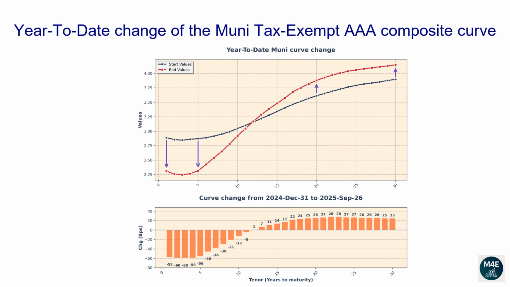The 1-year tenor changed -58 basis points. The 2-year tenor changed -60 basis points. The 5-year tenor changed -56 basis points. The 10-year tenor changed -13 basis points. The 20-year tenor changed 26 basis points. The 30-year tenor changed 25 basis points.